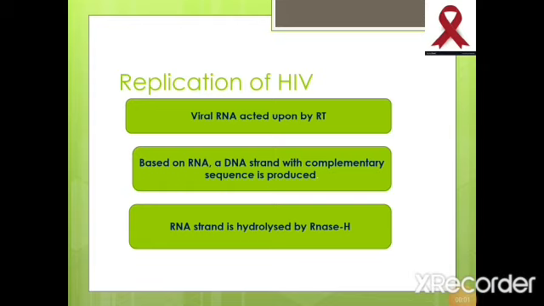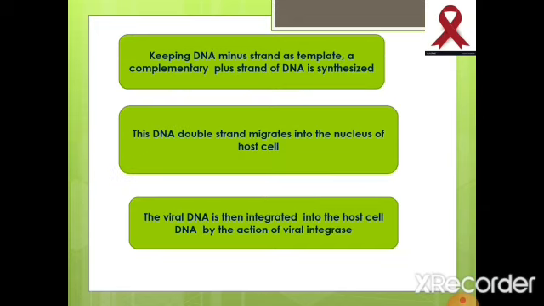After entry, the viral RNA is acted upon by reverse transcriptase. Based on the RNA, a DNA strand with complementary sequence is produced. This is known as the minus strand. Then the RNA strand is hydrolyzed by RNase enzyme. Keeping the DNA minus strand as template, a complementary plus strand of DNA is synthesized. This double-stranded DNA will migrate into the nucleus of the host cell. Then this viral DNA is integrated into the host cell DNA by the action of viral integrase enzyme.